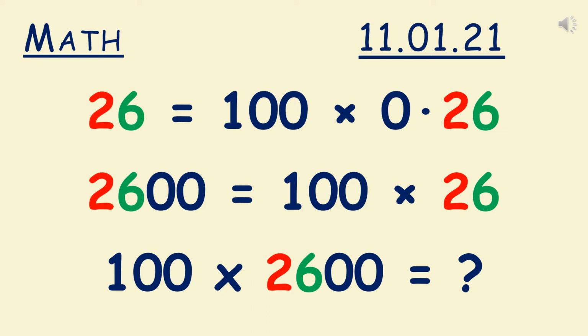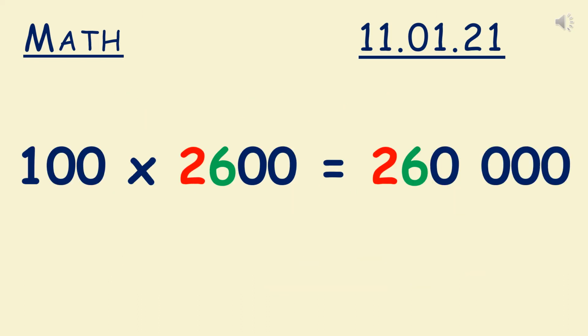Pause the video and have a little think. That's right, 100 times 2600 is 260,000. Now, when looking at the relationship between these numbers, one thing does not change. The digits do not change. The place value that these digits are in changes, but the digits themselves do not. Remember that later, as that will come in handy.